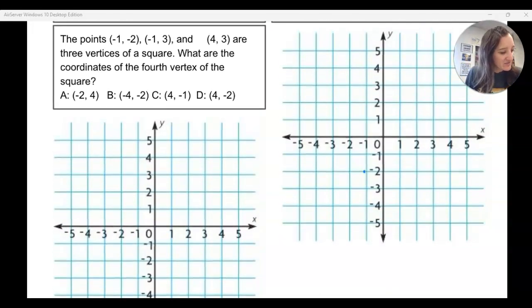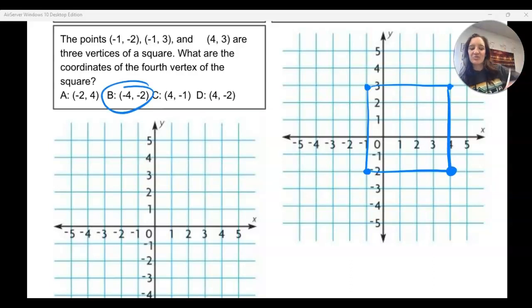-1, -2, -1, +3, +4, +3. If I wanted to make it a square, boom, boom, where would it have to be? It has to be at +4, -2, which is B. Boom. Have fun at your practice and enjoy drawing polygons on a coordinate plane.